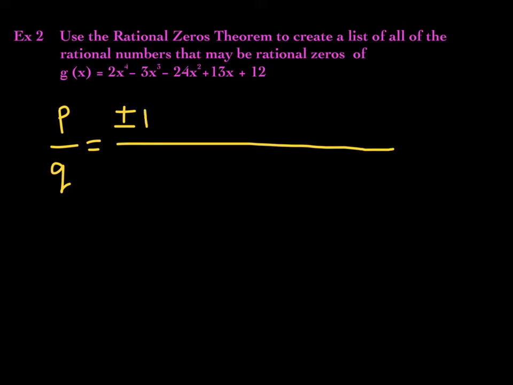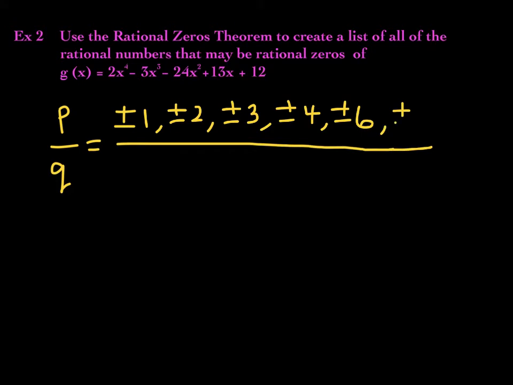Plus or minus 1, plus or minus 2, plus or minus 3, plus or minus 4, plus or minus 6, and plus or minus 12. Now, Q stands for the factors of the leading coefficient, which is 2. So plus or minus 1, plus or minus 2. All right? So now we have to break this up. So I'm going to list all of the factors in the numerator. I'm going to list them all over 1, and then I'll list them all over 2. All right? So let me put them all over 1 first.